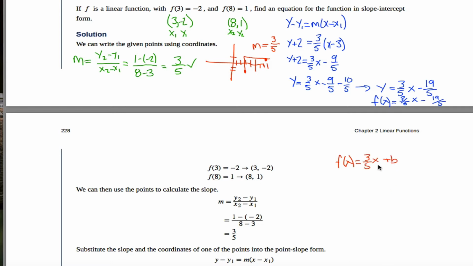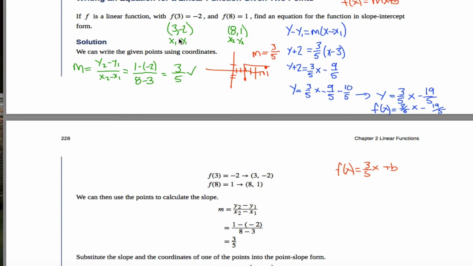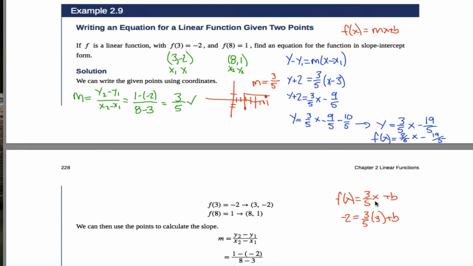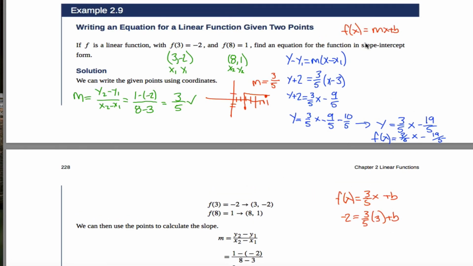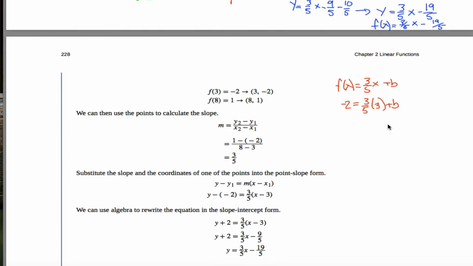But wait, you don't know what b is. True, but I do know that when x equals 3, for example, y must be equal to -2. I know that f of 3 equals -2. So when I change all the x's into 3's, my f of x better be equal to -2. I got -2 equals 3/5 times 3 plus b. If I can solve this equation for b, I already got m, now I got b, I got everything I need for over here. Hopefully I'll get negative 19/5. If I don't, I'll pause this video and do it over again so you don't see that I screwed something up. So let's see, I'm multiplying through here.